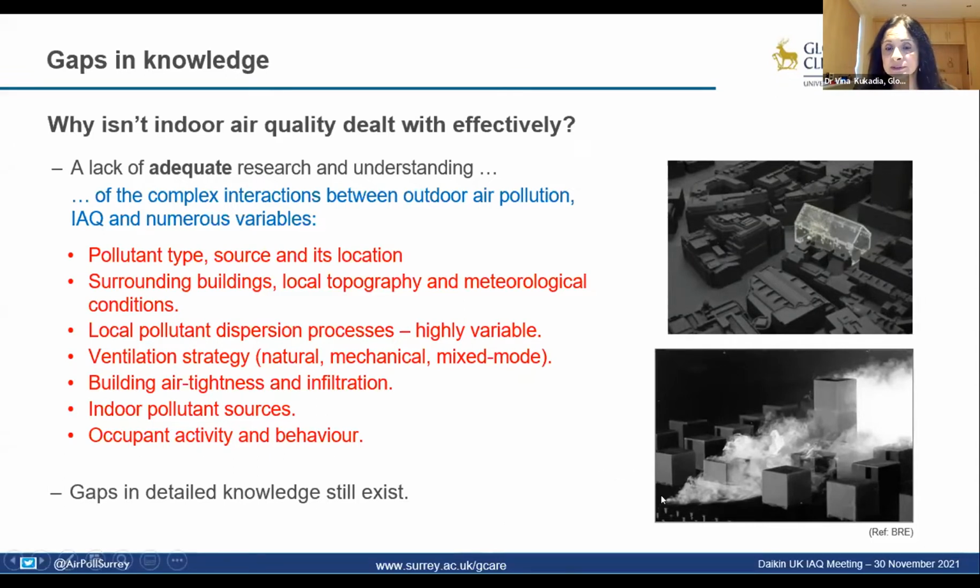Now, if I was an architect personally, I would automatically assume that I would need to put the ventilation inlet on the other side of the building to the source to prevent any ingress of pollution. However, our studies have shown that this is the dispersion pattern that occurs. So pollution actually rises up on the leeward side of the building. So that would actually be the wrong place to put it. So these are some of the parameters that need to be taken account of.